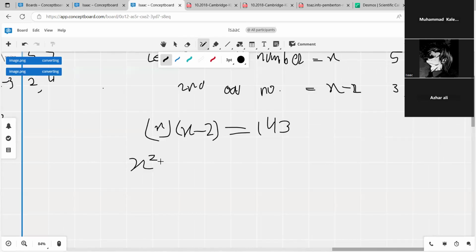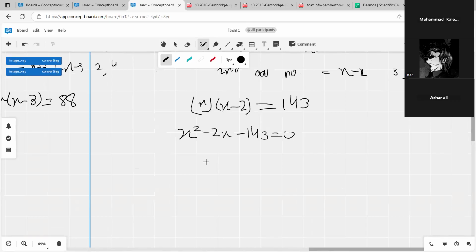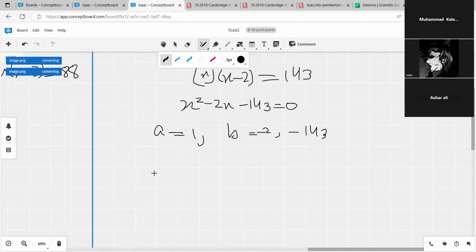So it will be x square plus 2x, and as we take this one to this side, it will be negative 143. Does this make sense, Isaac? Yeah. Okay, same thing, we have to implement the quadratic formula. You can check out here. There is no need to solve it, I will solve here for you. You just have to check it out and let me know if you are not getting something.